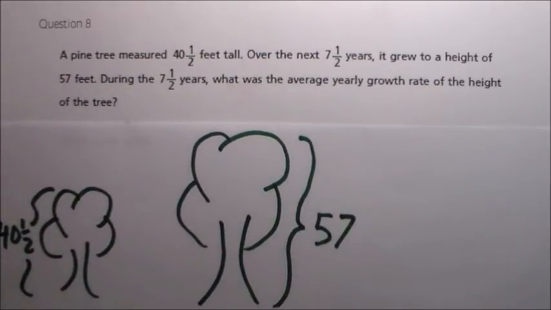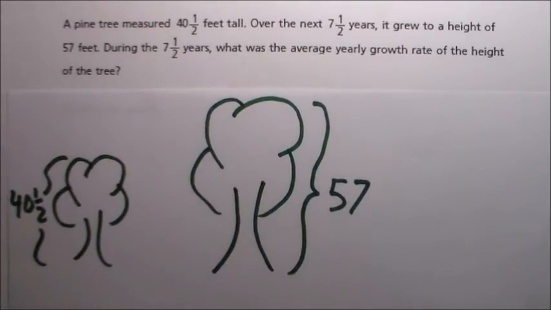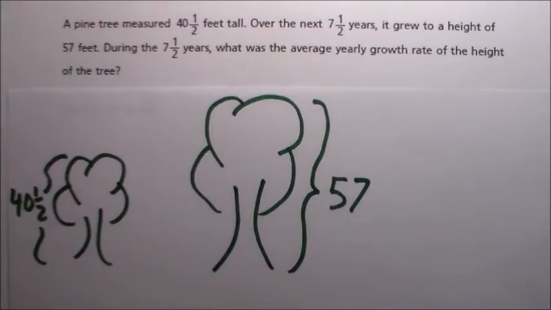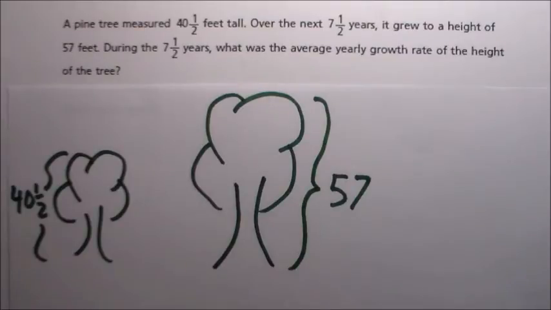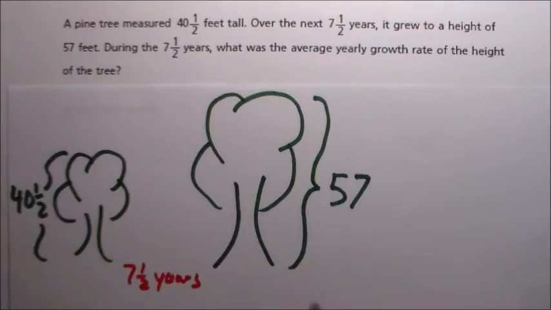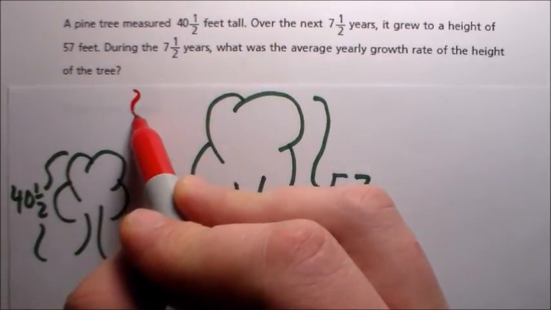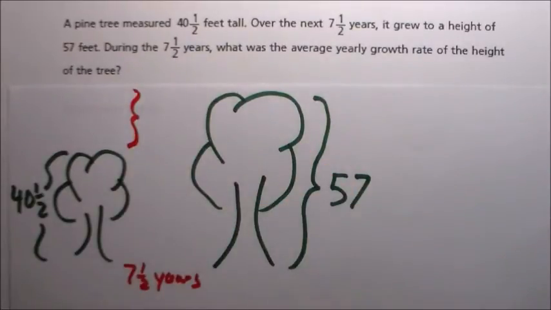Okay, so what do we have? We have a tree that originally is 40.5 feet, and it grows to 57 feet. I would draw it out as a picture, because I think it makes it clearer what you want to get. Over here, this is 7.5 years. So it goes from here, 7.5 years later, it's up there. We want to get the average height growth per year. So what would that be?